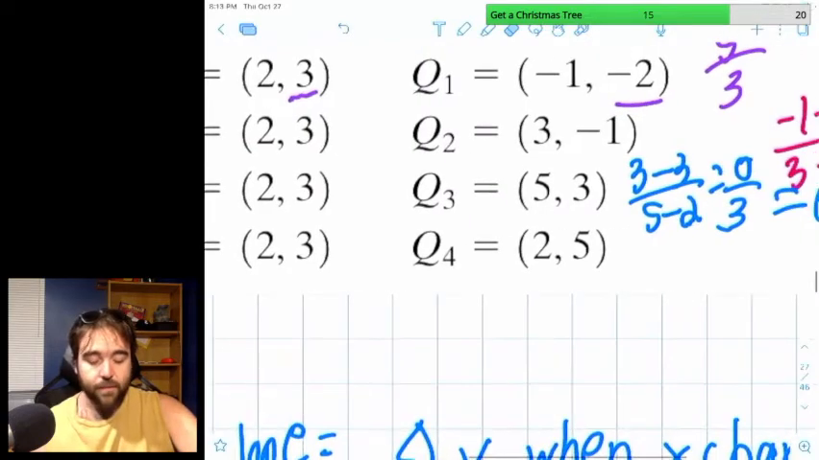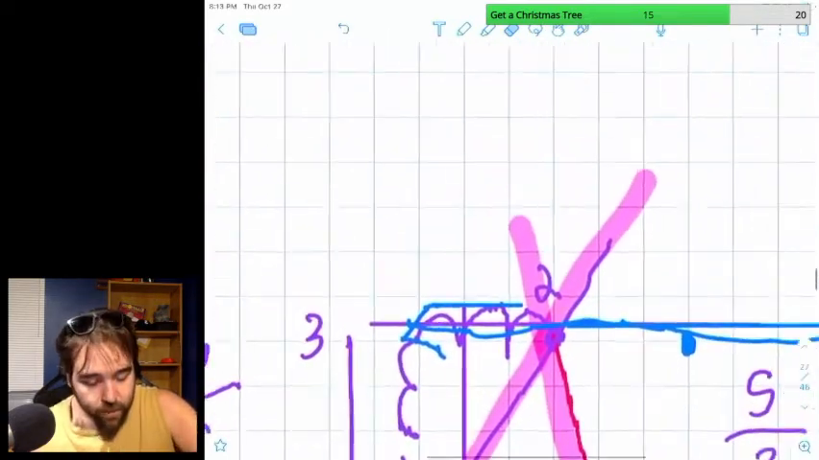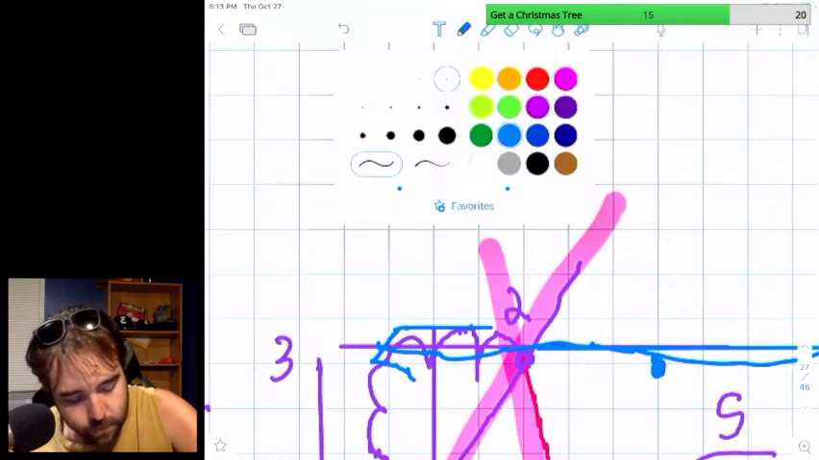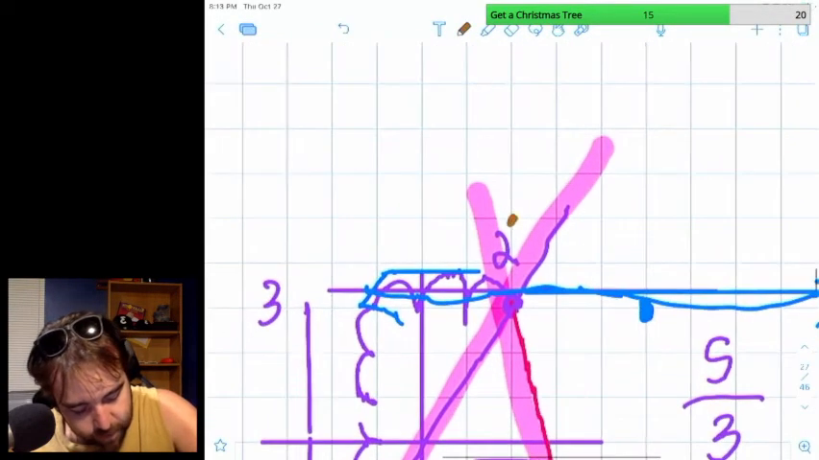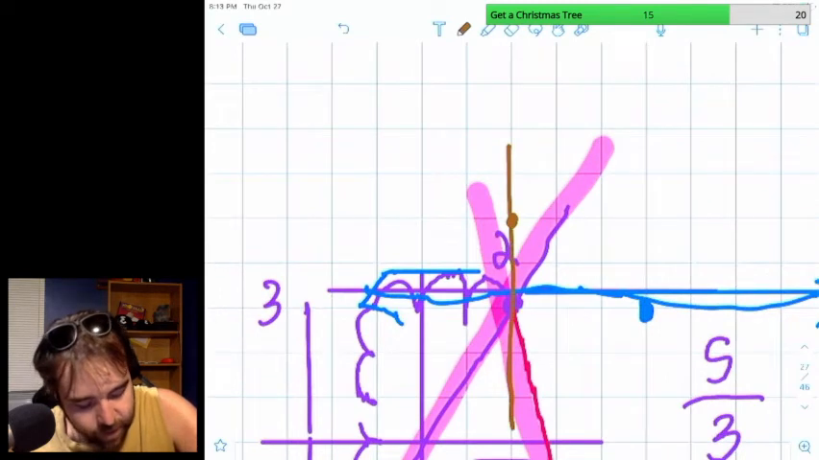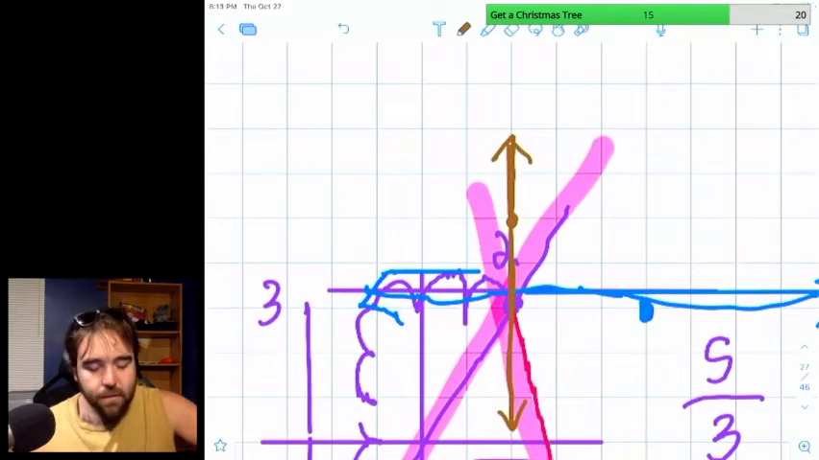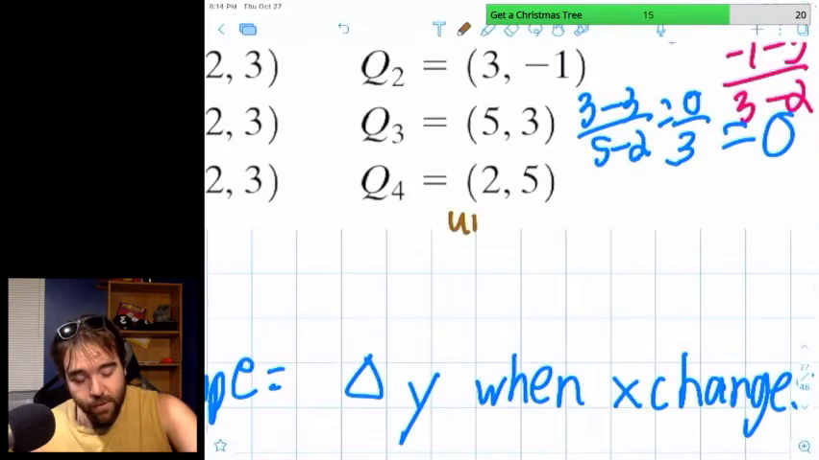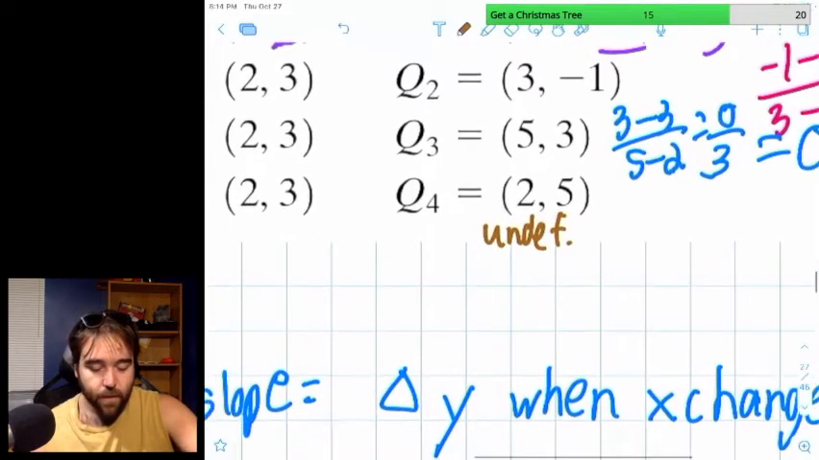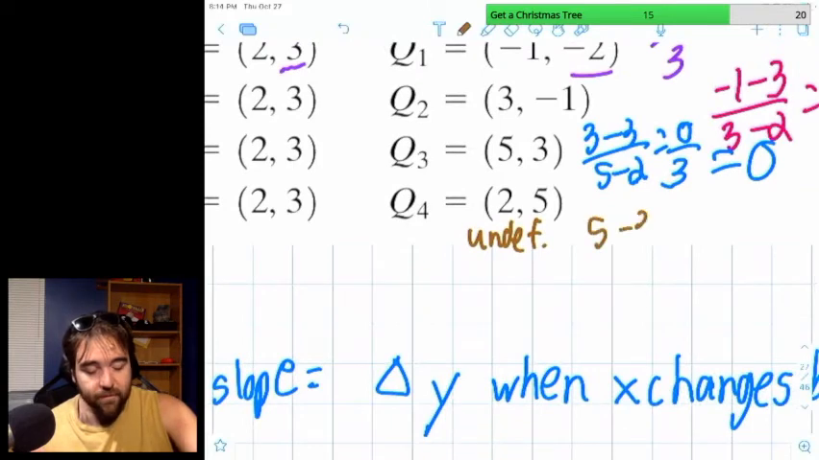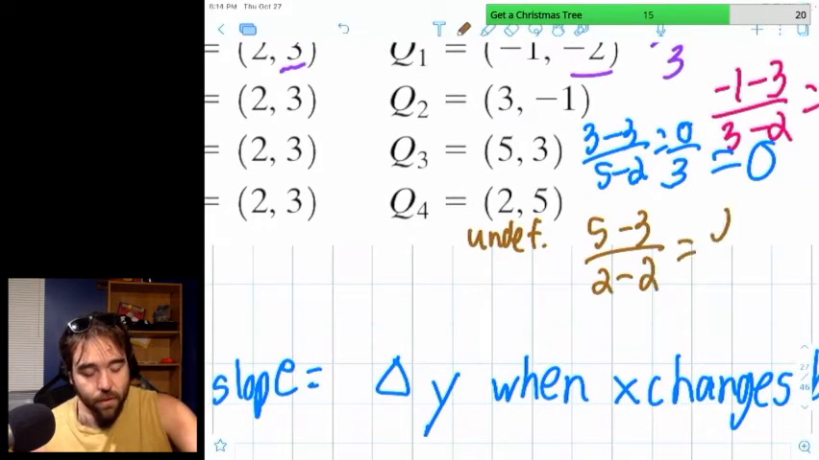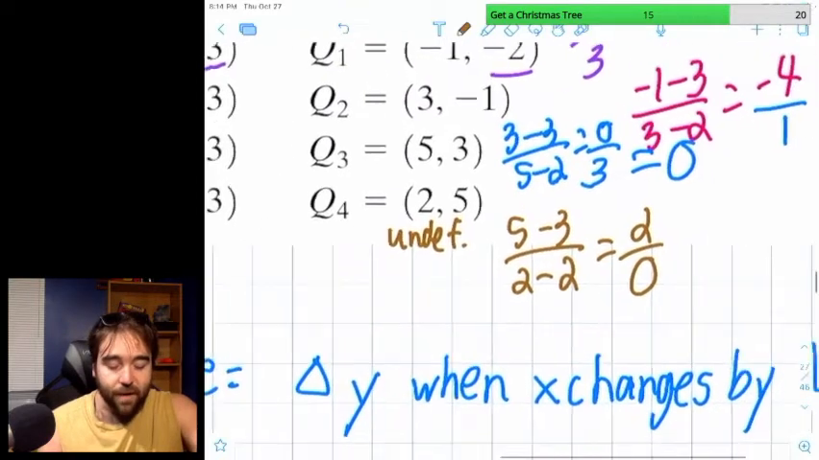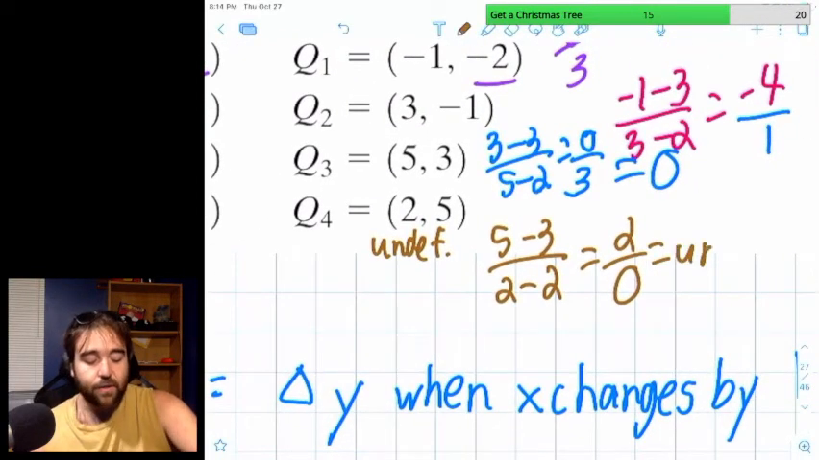But then here what happens? The point 2 comma 5 is what we're looking at. So what does that graph look like? If we put the line between those, that's a straight up and down line. And so think about that. How much does the y change when the x changes by 1? Well, that doesn't make any sense, right? Because the x never changes by 1. So that's why you say that this slope is undefined, which you also see when you do the math, because you do 5 minus 3 over 2 minus 2. So you get divided by 0, and you can't divide by 0. So that right there is undefined.